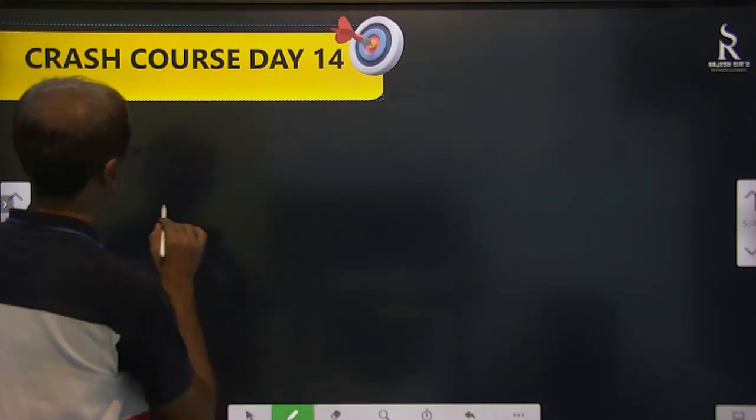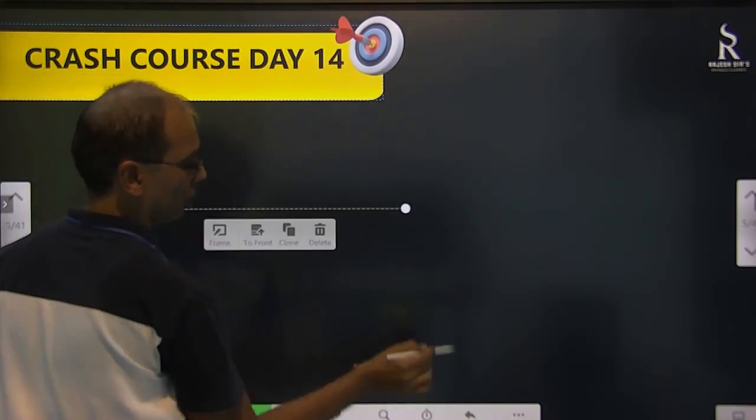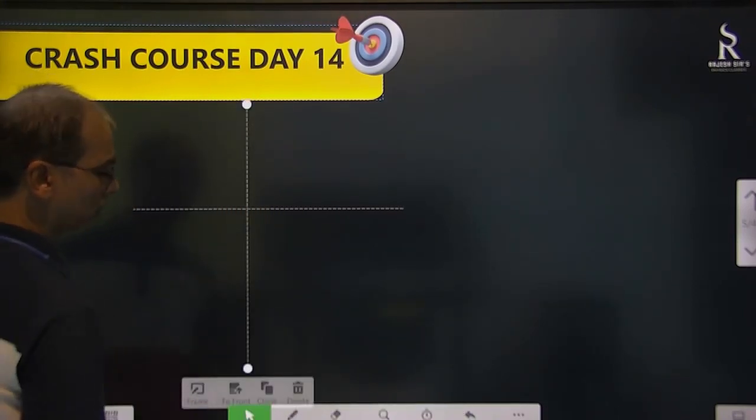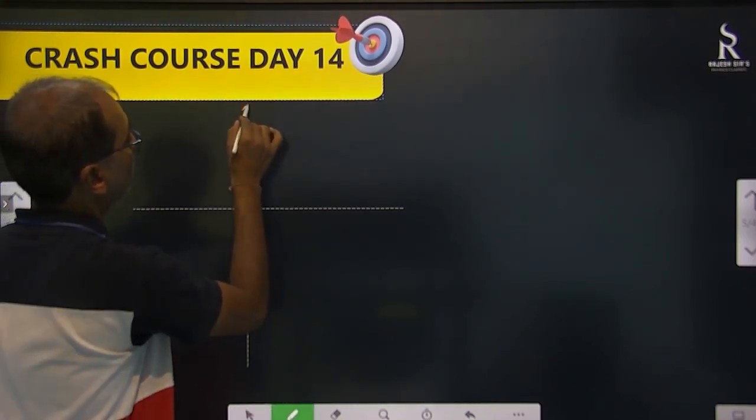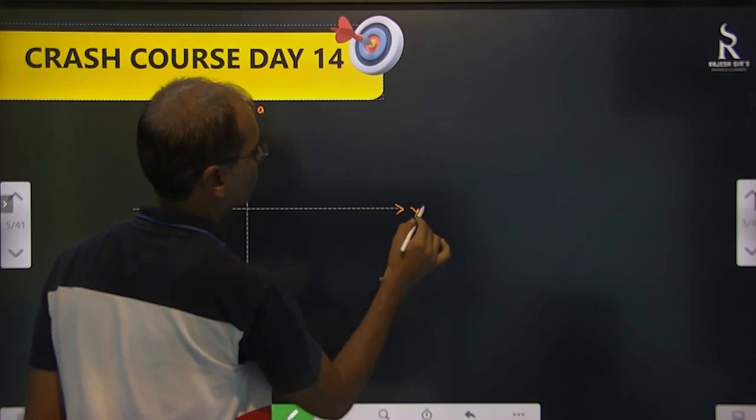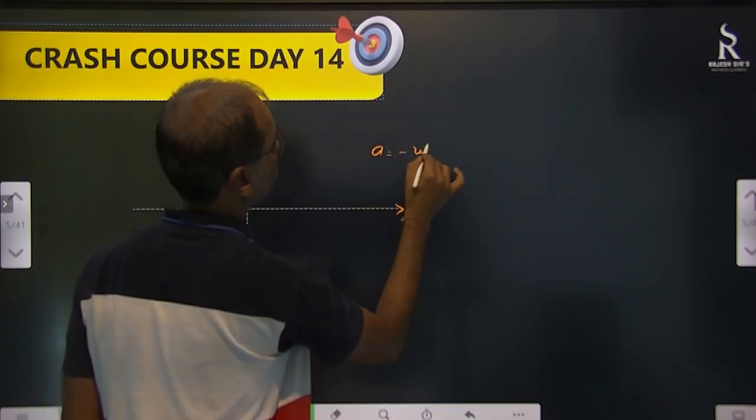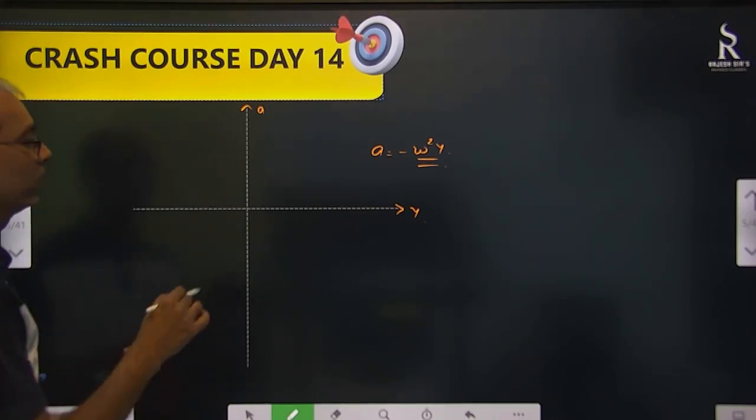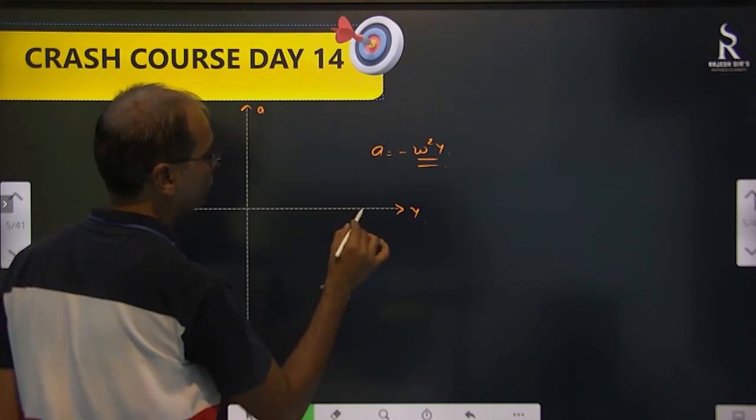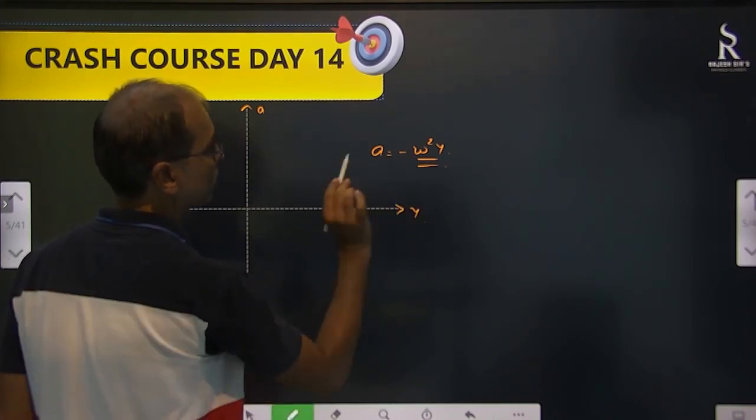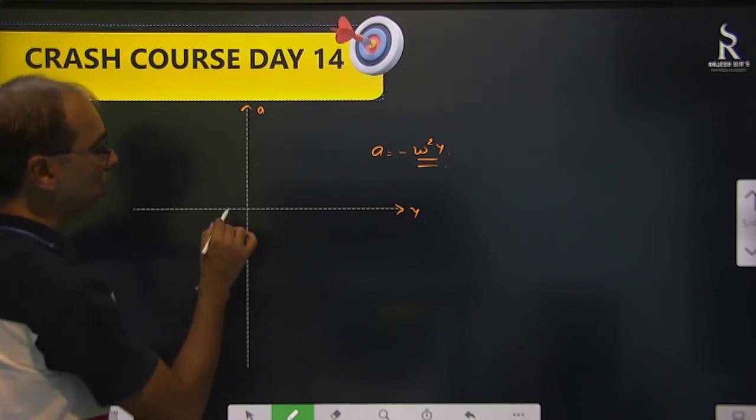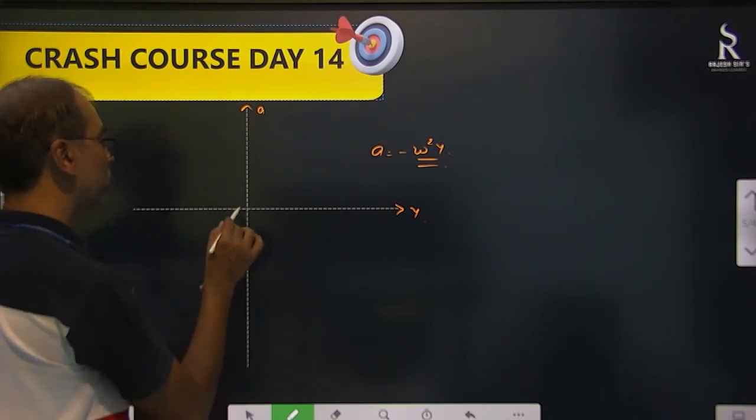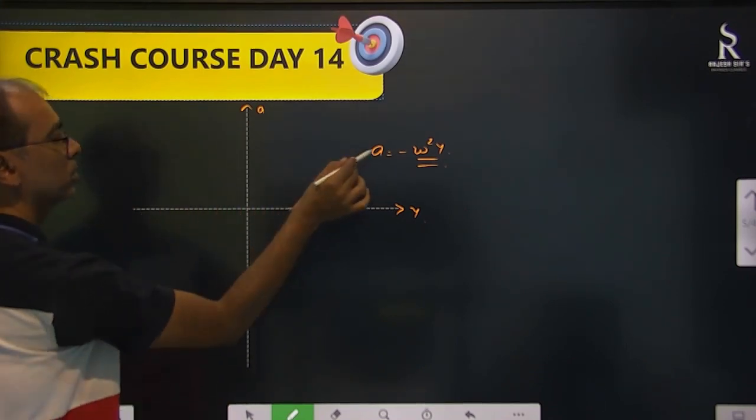Okay. This is a and this is y. Now what's the relation? The relation is a equal to minus omega square y. Acceleration is minus omega square y. So if y is positive, acceleration will be negative. If you are going in this direction, acceleration will be negative, like this. And if you are going in this direction, negative y, acceleration will be positive.